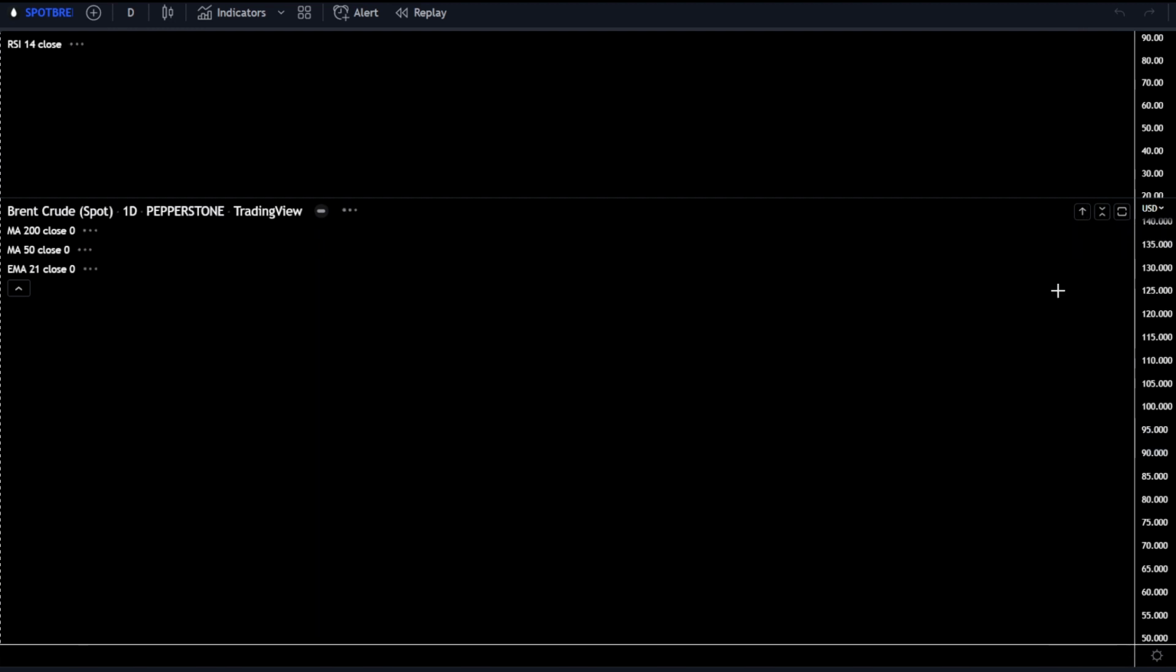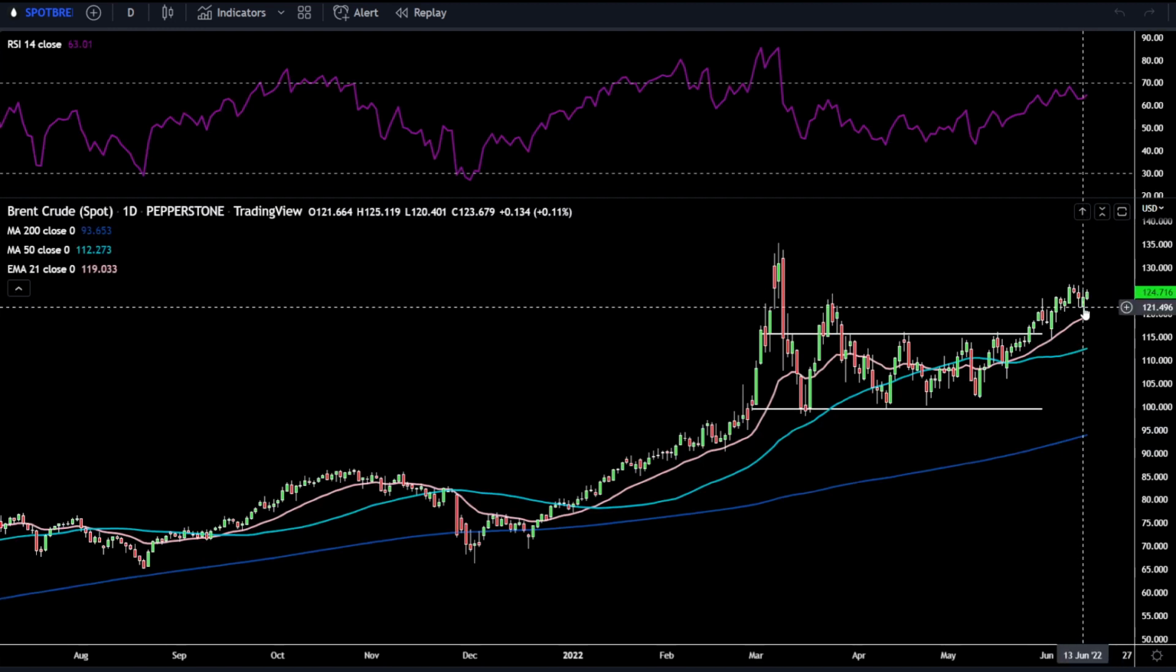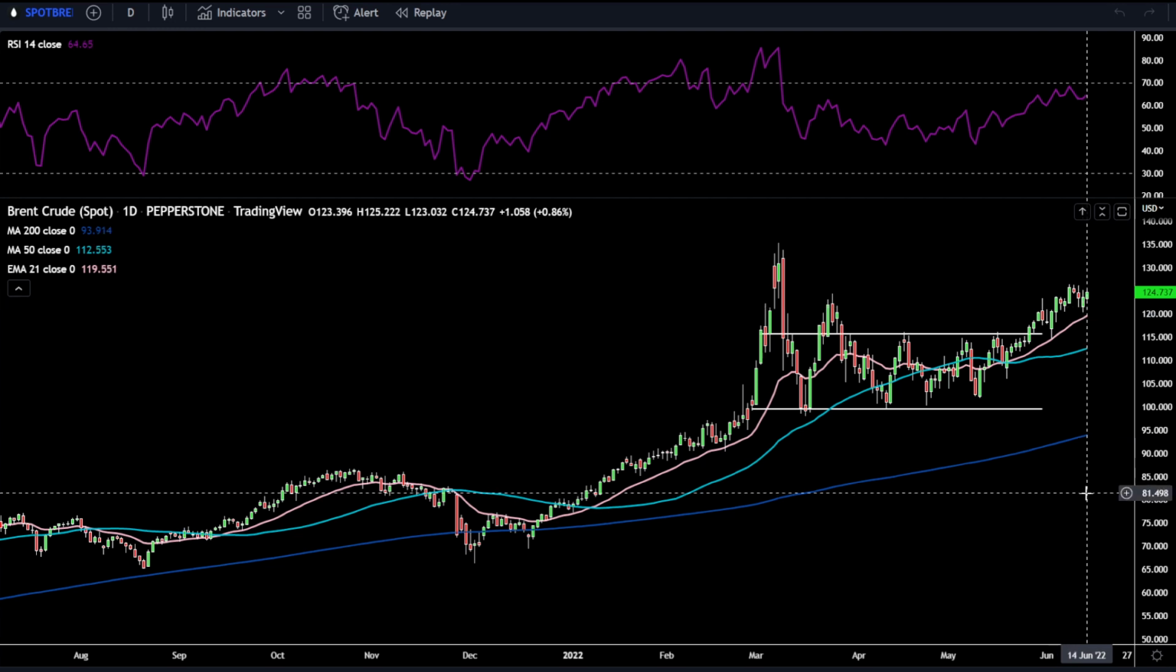Brent was one of the only assets actually in the green yesterday, and that was due to the Libyan oil fields being closed and taking supply offline. We're just hovering below that 125 area.